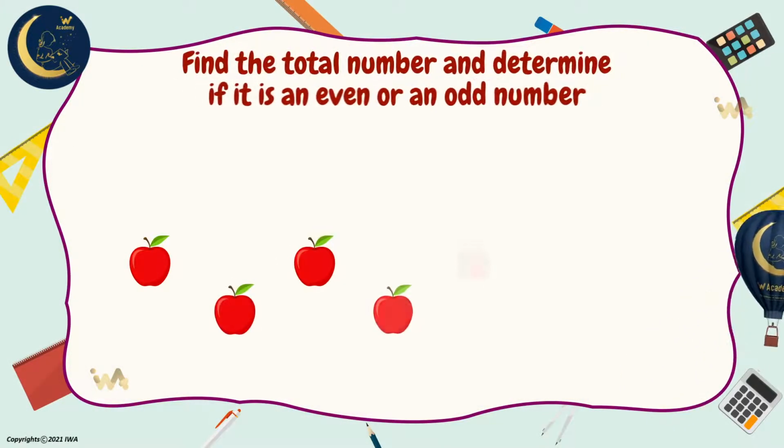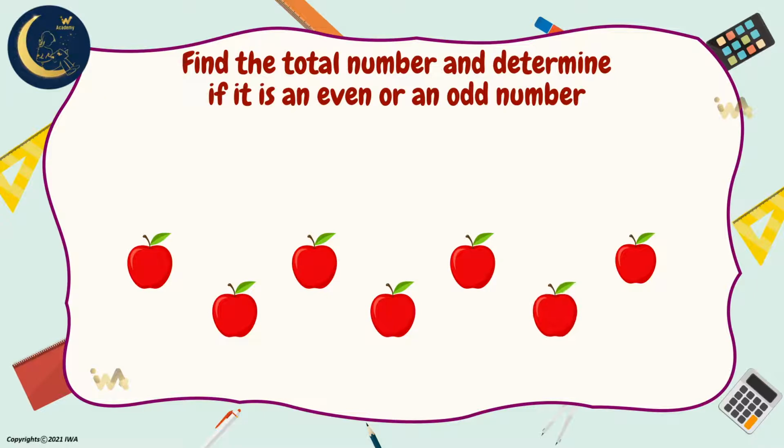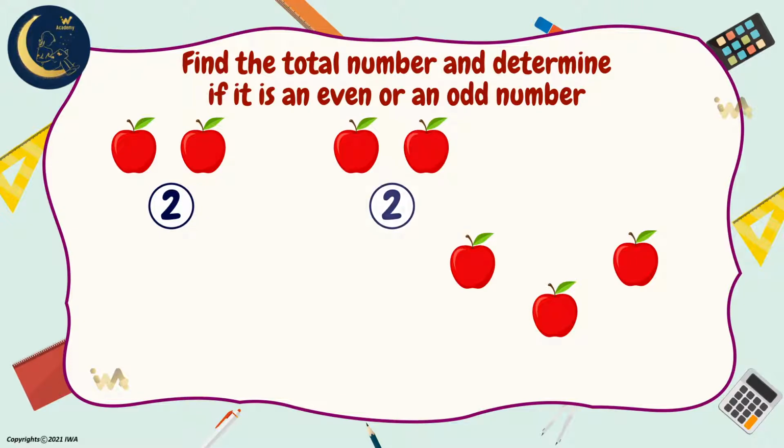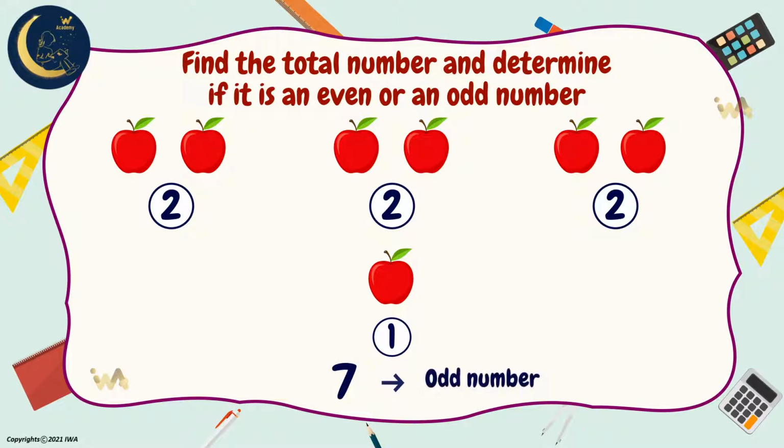Now let us count these apples. 1, 2, 3, 4, 5, 6, 7. Great! We have 7 apples. Can we break them up into pairs? Let's find out. We will put 2 here, and 2 here, and 2 here, and there is still 1 apple left. So 7 must be an odd number.